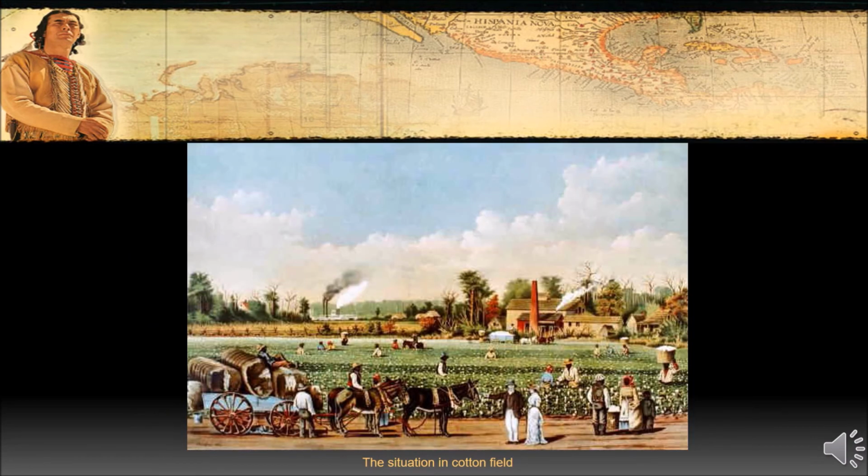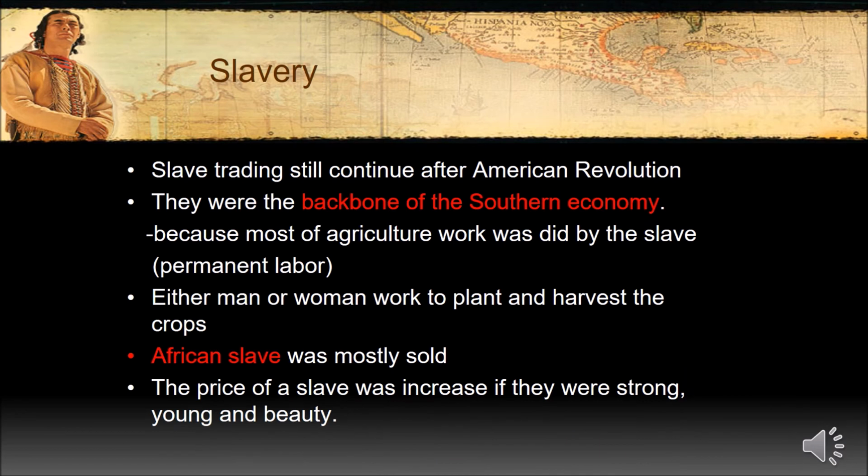The image shows the situation in a cotton field. The last trending economy in the South is slavery. Slave trading still continued after the American Revolution. They were the backbone of the Southern economy because most of the agricultural work was done by slaves. Either men or women worked to plant and harvest the crops.